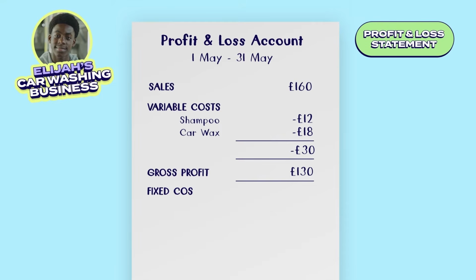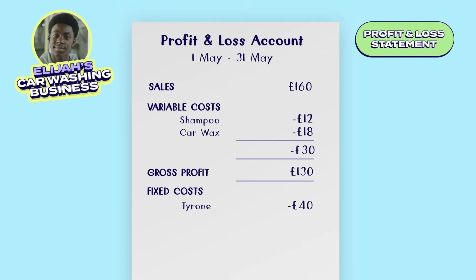So having calculated his gross profit, which is the profit after variable costs, Elijah now needs to record the fixed costs on the P&L. He's tried to keep these as low as possible on purpose. Over the course of the month, Elijah paid his mate Tyra £40 to help him wash the cars. That represents a fixed cost, as he paid Tyra a flat rate, and it wasn't based on the number of cars that he helped him wash.